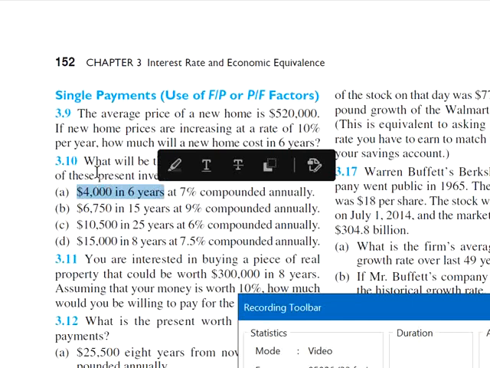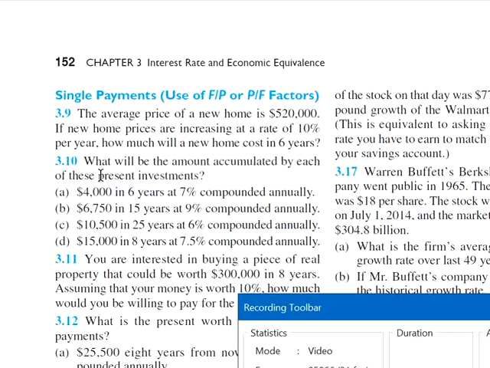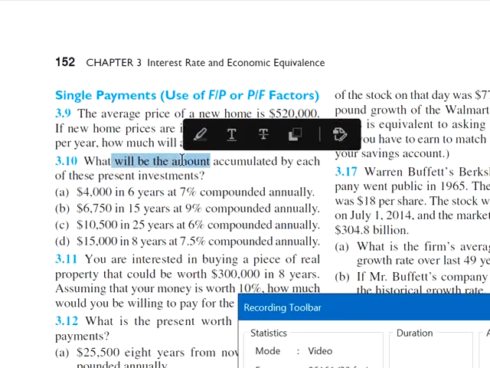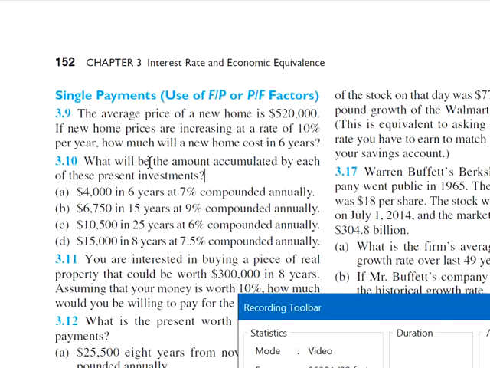Understand the question. This one and the one you just looked at, for a series of payments you need 4,000 in 6 years, and what will be the amount accumulated? What will be the F? So F equals P times (1 plus i) to the power n.